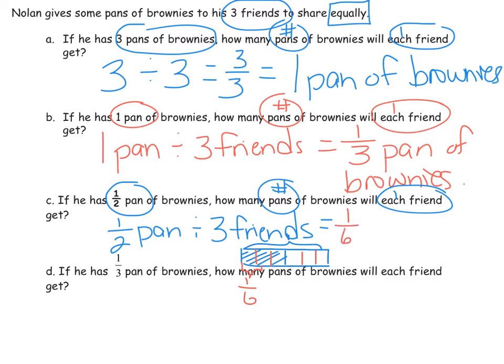So let's prove that. I can know that 1/2 divided by 3 friends is also the same as 1/2 times 1/3. So it's kind of like I knew my friends were 1/3 of what I had. So 1/2 times 1/3, 1 times 1 is 1, 2 times 3 is 6. So 1/6 of a pan.